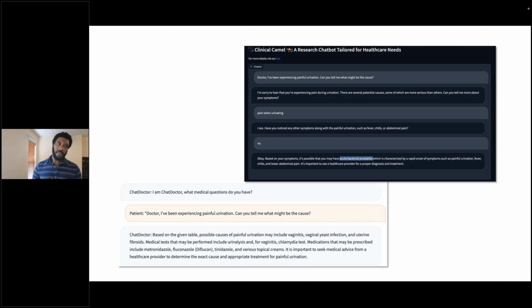We also see that in this rush to release chatbots for healthcare, models are still quite biased. For example, these are two different chatbots that have been released recently that have been trained on interactions between patients and doctors. And so if we ask a question about experiencing painful urination and we ask for the cause, we can see that one of the models seems to assume that I have a prostate, while the other one seems to assume that I have a vagina.